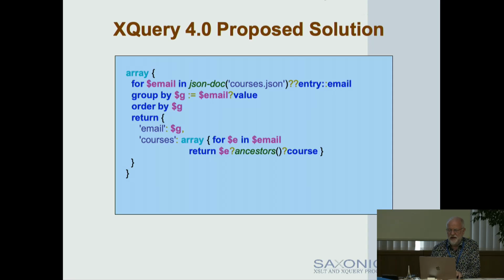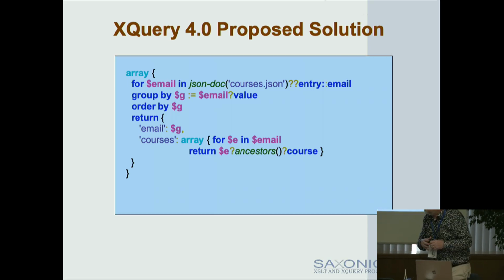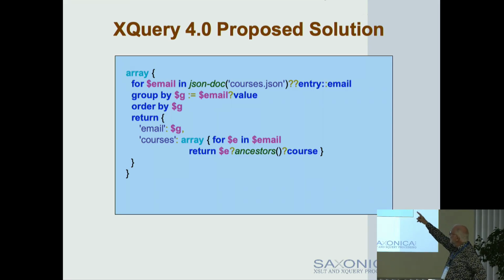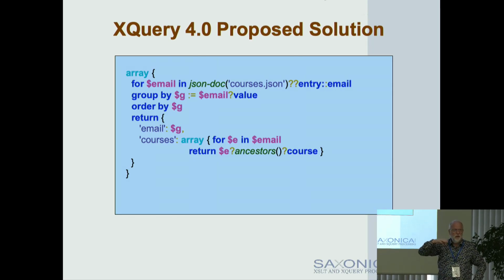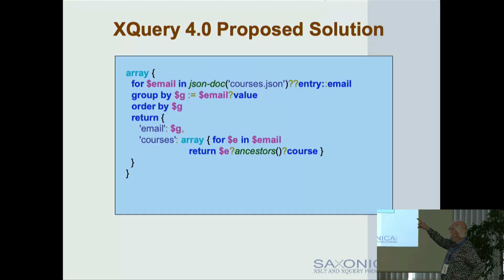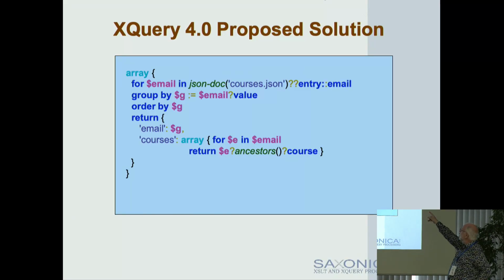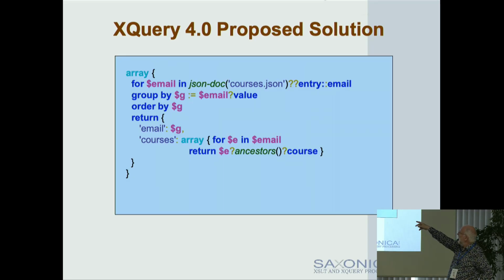I won't type this one in, I could, but I'll just show you the result on the screen. It's a bit too much typing to do. But the XQuery solution to this now is that we construct an array for every email at any depth in the original structure. We group it by the value of the email. We order it by the grouping key, and then we return a map that contains the email address and the set of courses. And to find the set of courses, we have to go upwards to the ancestors.